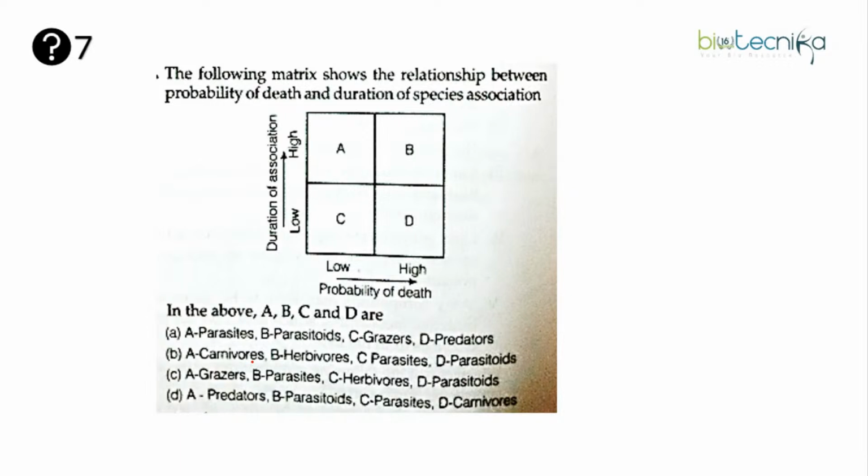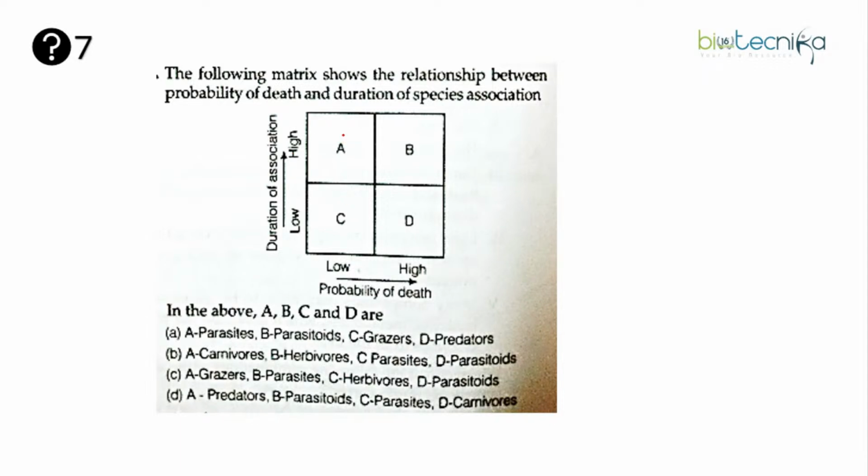Okay, and in this matrix, you can clearly see that on the x-axis they have labeled probability of death, and the y-axis is telling you duration of association. And the probability of death is also from low to high, and here also you have low to high. So that means this is the quadrant.